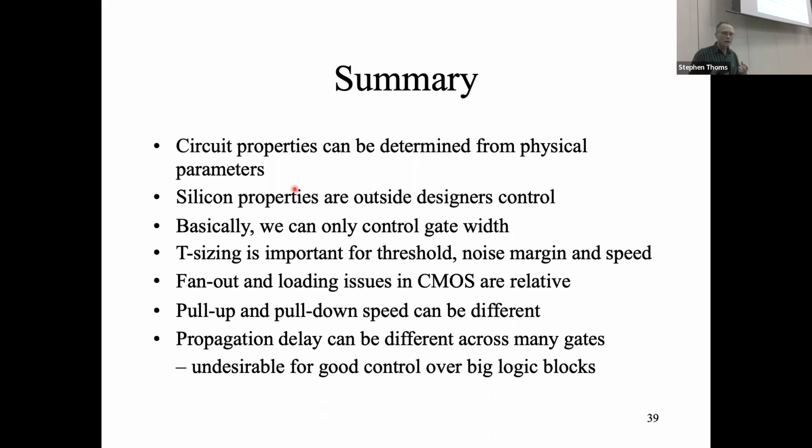The fan out is an important parameter. It's a relative number that helps us to understand how timing works. Pull up and pull down are different. They can be kept fairly similar, but in general, they are slightly different. And the propagation delay can be different across different gates. And so it's important to try and minimize those differences.